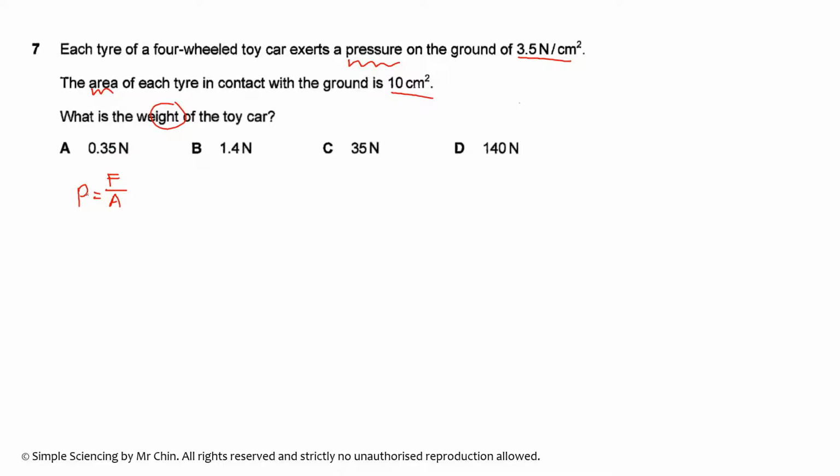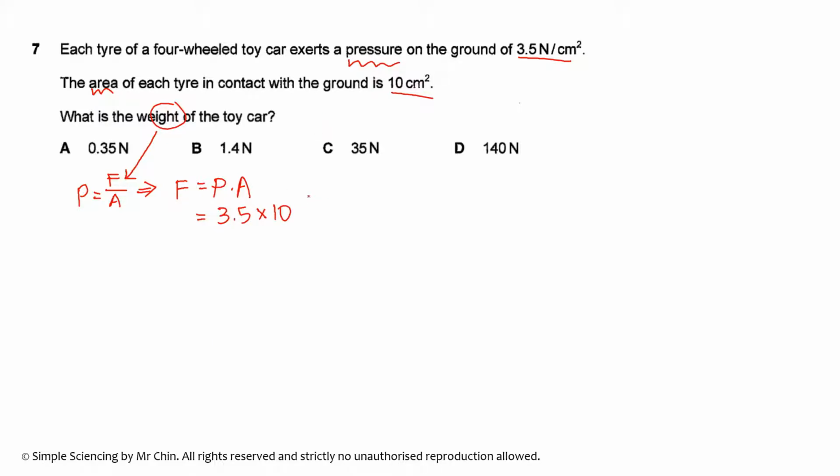Okay, you are given the pressure and given the area. This force is actually the weight. So we want to find the force. So we can rearrange this formula to be F equals P times A. Okay, substitute the pressure to be 3.5 Newton per cm square multiplied by the area of 10 cm square.